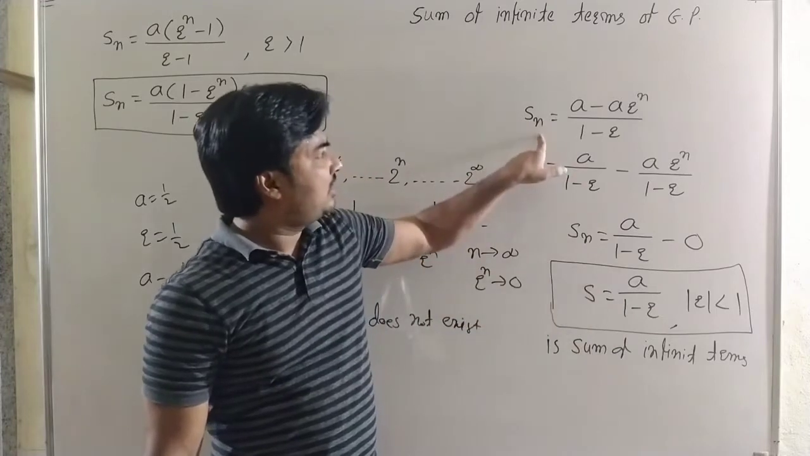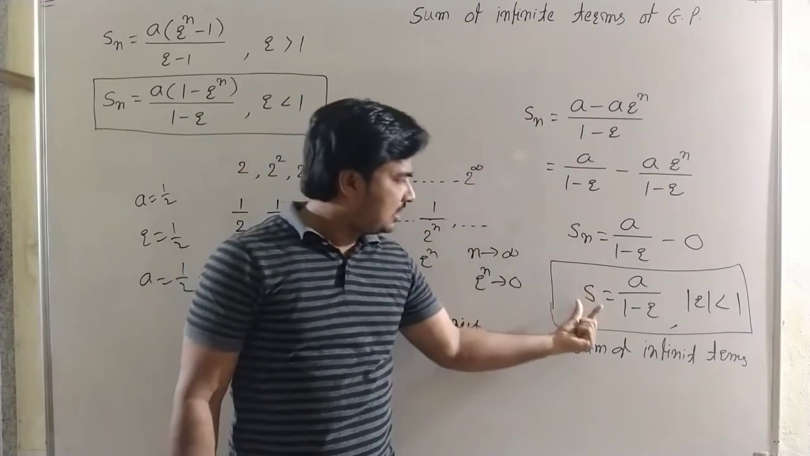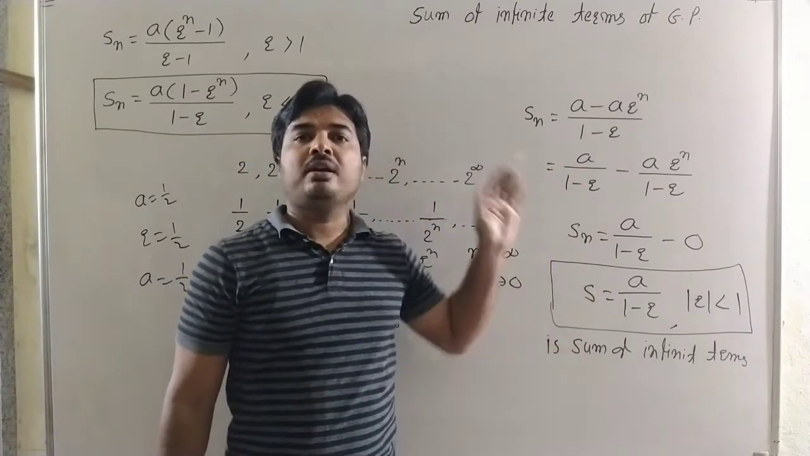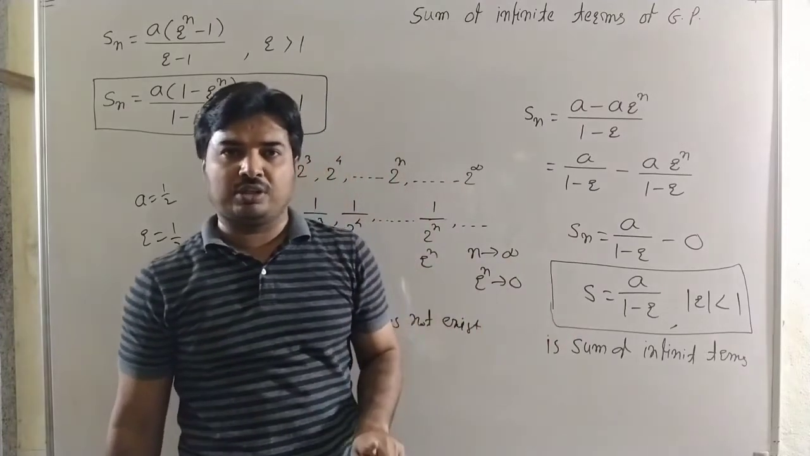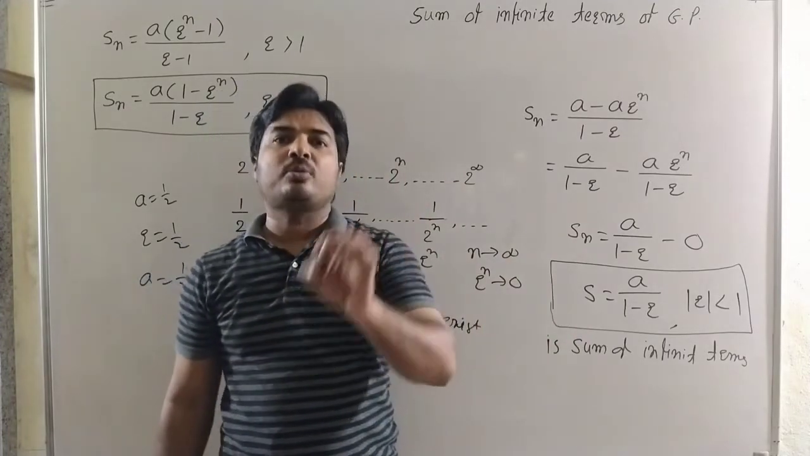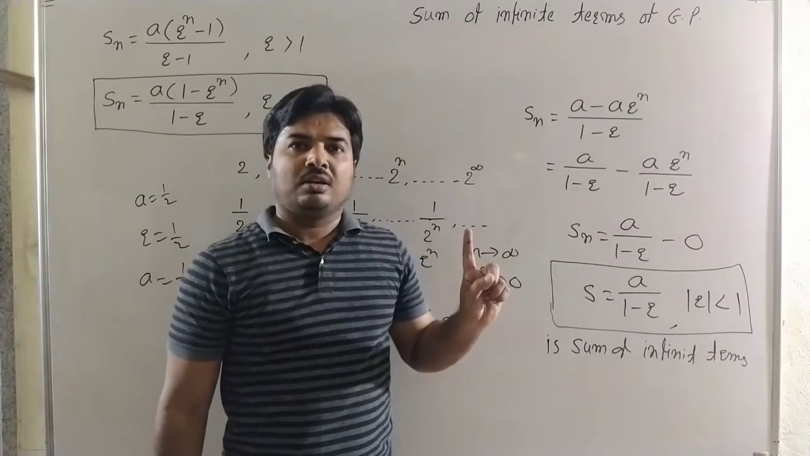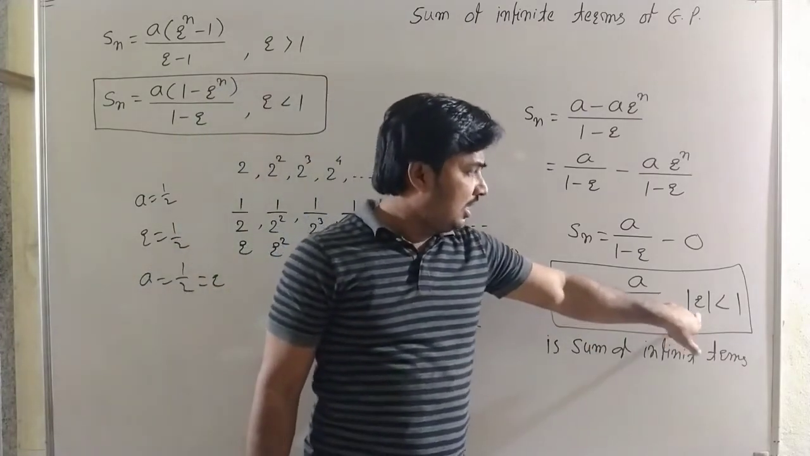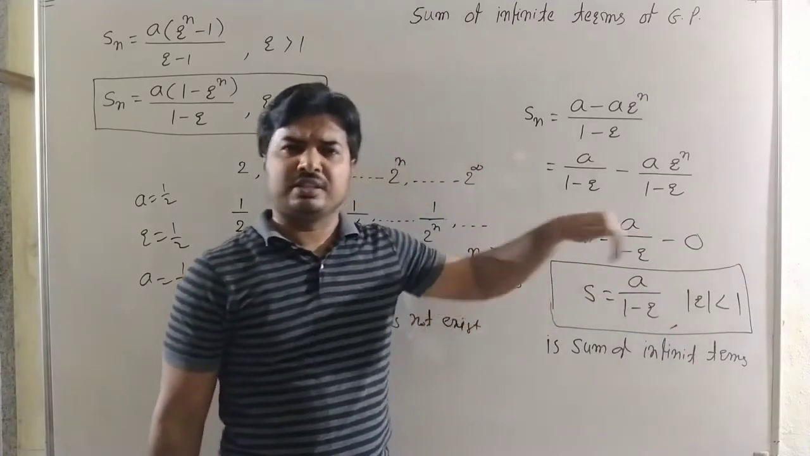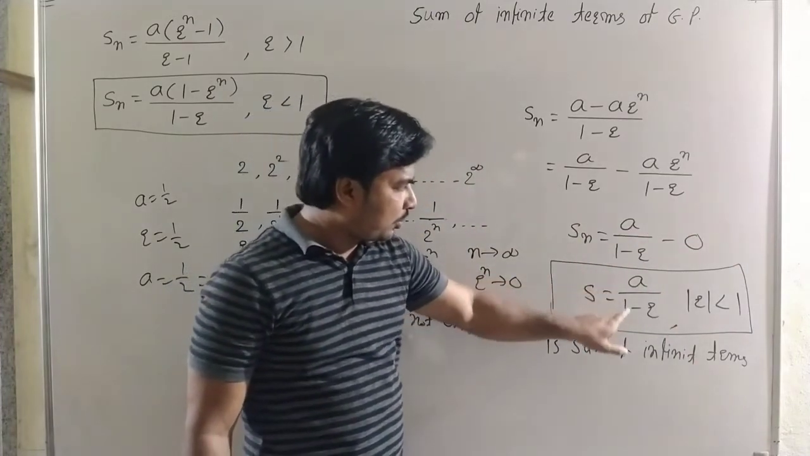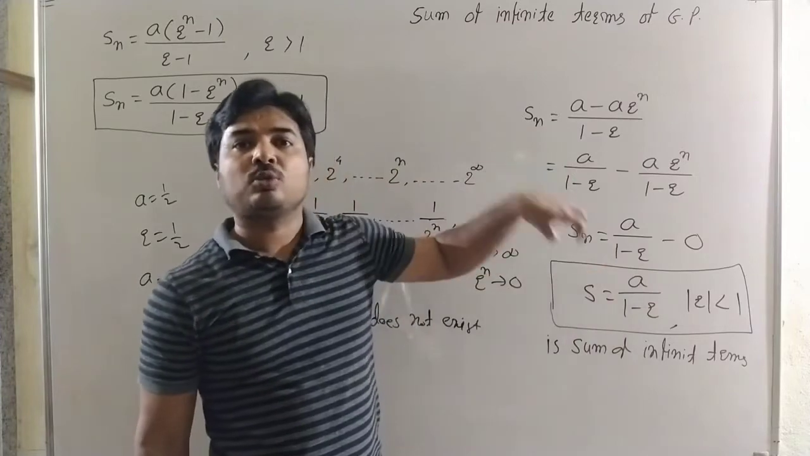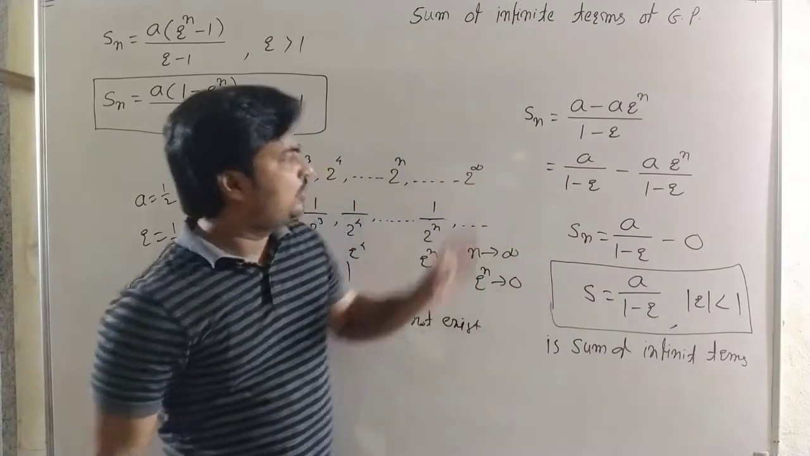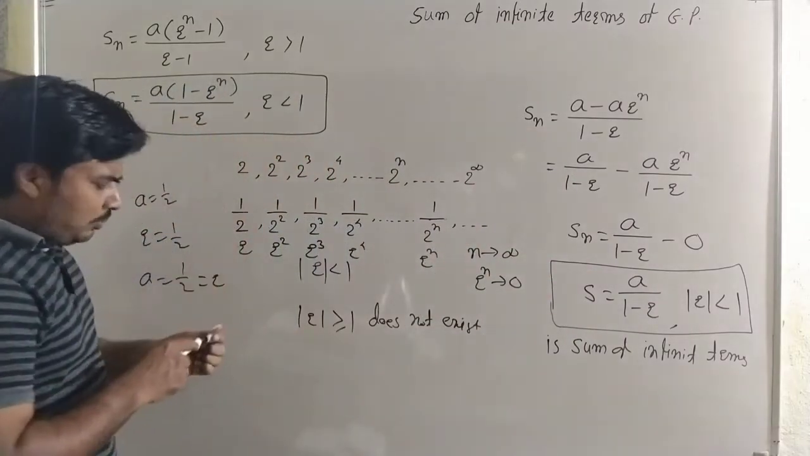Sn is the notation for the sum of the n terms, and S is the sum of the infinite terms in a decreasing geometric progression. This is the condition for the sum of the infinite terms: the ratio is less than 1, so it is decreasing. Here S is equal to a upon 1 minus r. It is the formula for the sum of the infinite terms. Now we take some simple examples.